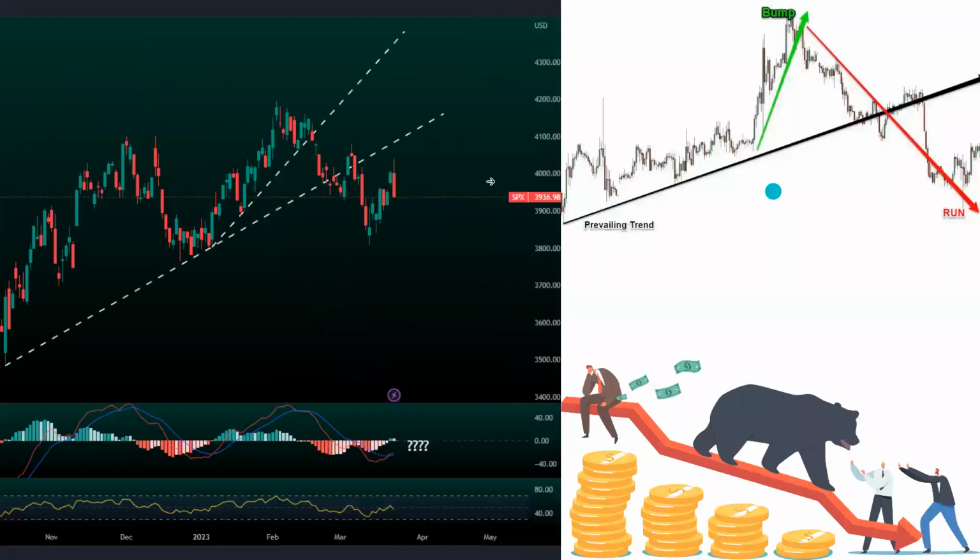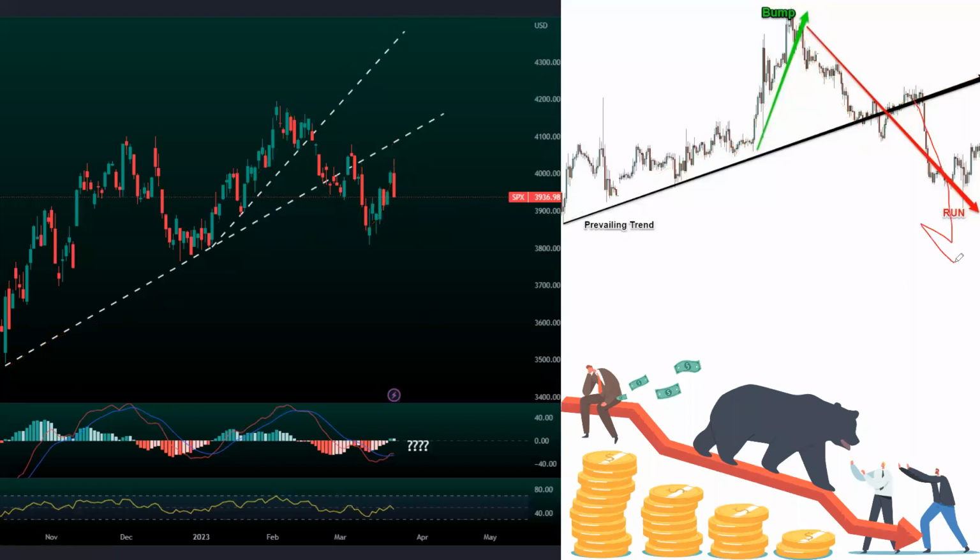Now, this is SPX on the daily chart, and we actually have a bump and run pattern, which I've shown a couple times, but you have your prevailing uptrend, then you have a bump, and then you get the run down, right? So here's the prevailing trend, here's the bump, and you see you come down, you retest this trend line, which is kind of what we're doing right now, coming up to that area.